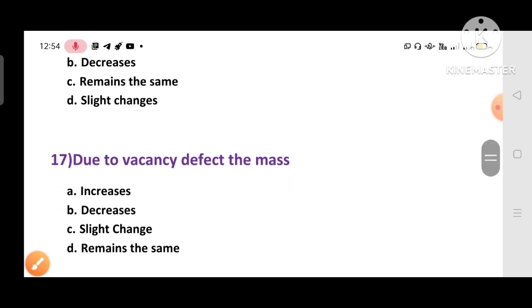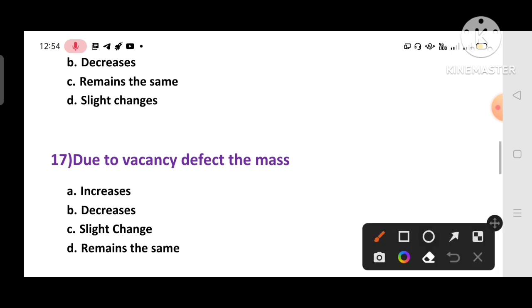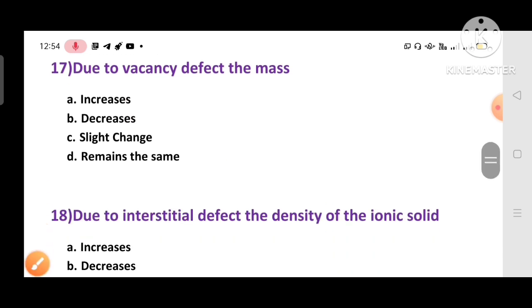Next question. Due to vacancy defect, the mass. Option A, increases. Option B, decreases. Option C, slight change. Option D, remains the same. And the right answer is option B, decreases.